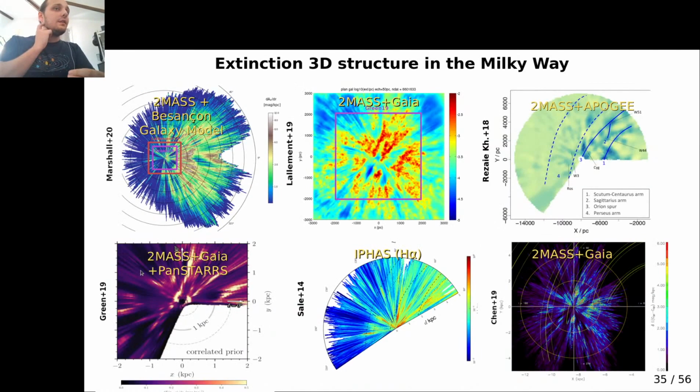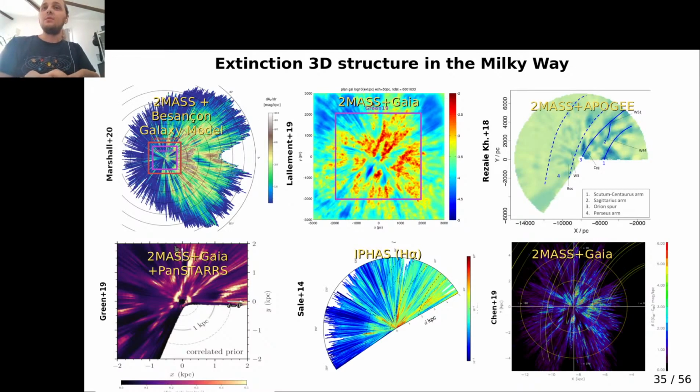So actually, extinction maps are not new, and they have been studied for a couple of decades now. It has been done using different methodologies and different surveys. So we have here, for example, a map from Marshall 2020 that is using 2MASS and the Besançon Galaxy model. And we will focus a lot on this map because we will use the same data.